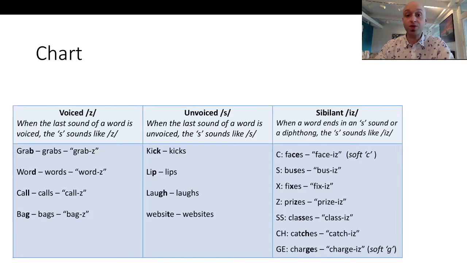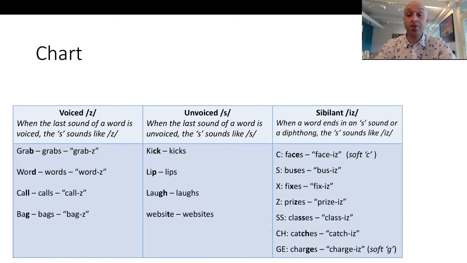The third category are what's called sibilant words. We use this pronunciation when the word ends in either an S sound or what's called a diphthong, which are two letters that produce a new sound. So there are several letters and letter combinations in English that make an S sound, such as the C in face, which is why we pronounce the plural faces. Bus, buses. Fix, yes, it's an X, but that X sounds like an S, so we pronounce it fixes.